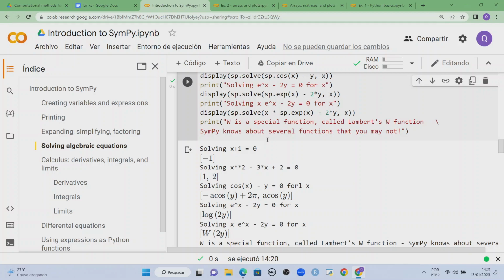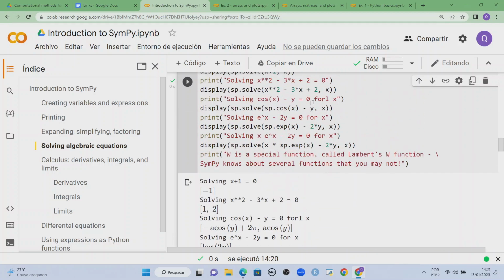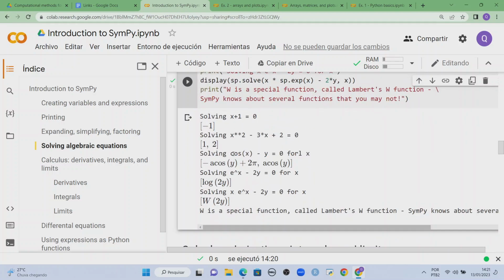Now if I want to solve something a bit more complicated, like cosine of x minus y equals 0, for x. When I solve this, it gives me something involving the arc cosine of y and 2 pi minus arc cosine of y. This actually has infinite solutions, because cosine is a periodic function and so on. This is why it shows two solutions. There were even more actually.